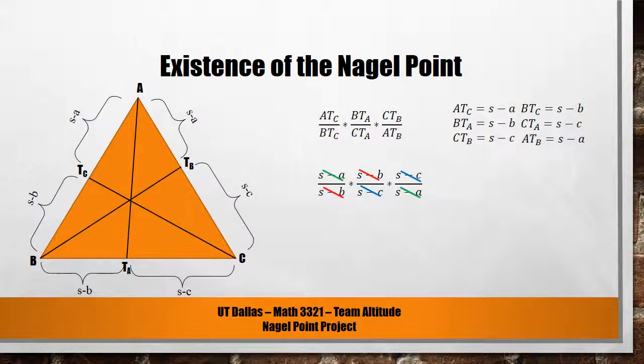This means that we're left with an overall value of the equation of 1, which by Ceva's theorem means that those three line segments are all concurrent and all meet at one point. And we're going to call that point the Nagel point and denote it N.